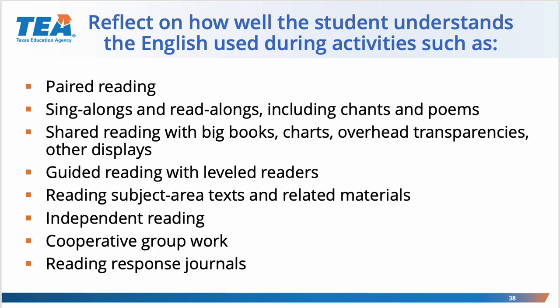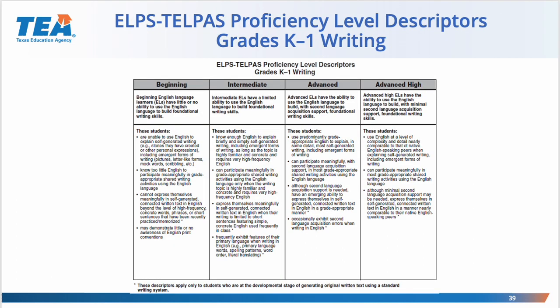All right, the last one is writing. And so this, again, is going to look similar to the speaking because it's the productive language. So you'll notice on that, short, simple sentences. So on this third bullet point under intermediate, express themselves in self-generated, connected written text when their writing is limited to short sentences featuring simple, concrete English used frequently in class. But then they exhibit features of their primary language when writing.